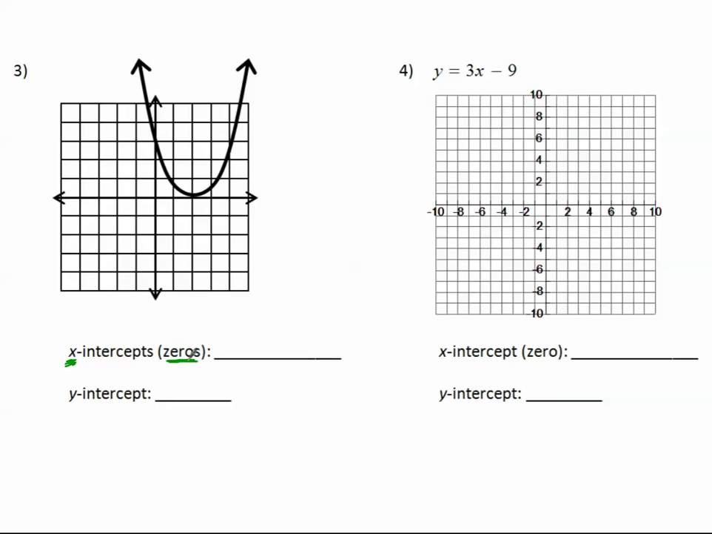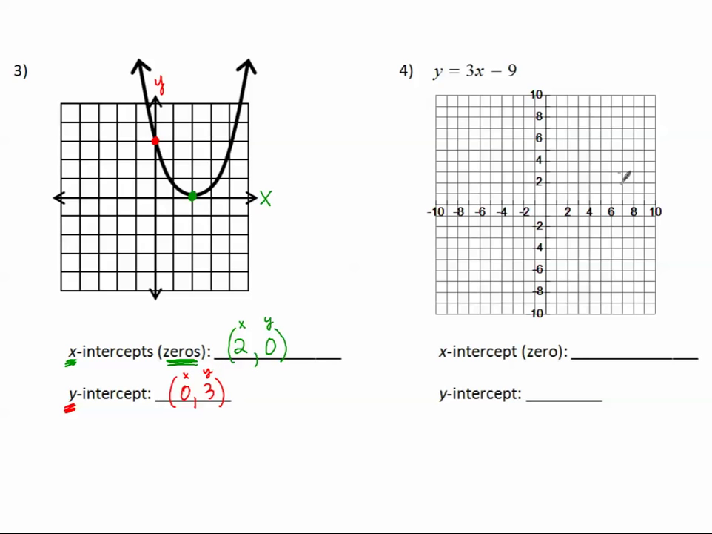X-intercept or zeros. Here's the x-axis, mark it. Here's the graph touching the x-axis. That's at 2, 0. The x-coordinate is 2, the y-coordinate is 0. Where does it cross or touch the y-axis for the y-intercept? Here it is at 0, 3. Notice the x is 0, the y is 3.